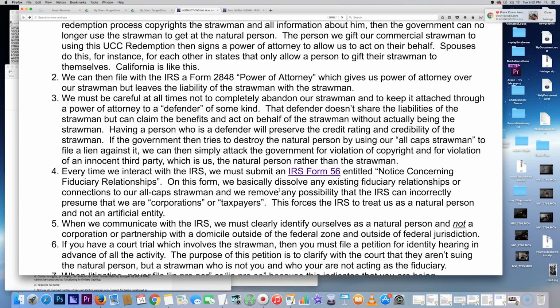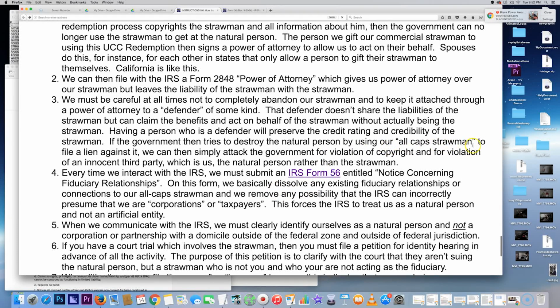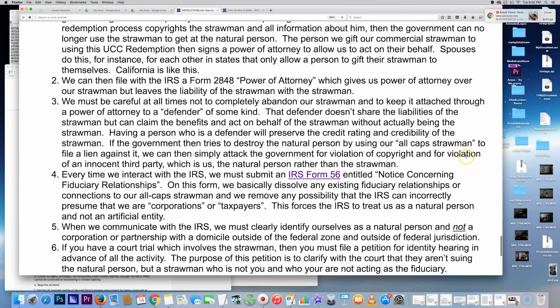If the government then tries to destroy the natural person by using our all-caps straw man name to file a lien against it, we can then simply attack the government for violation of copyright and for violation of an innocent third party, which is us, the natural person rather than the straw man.